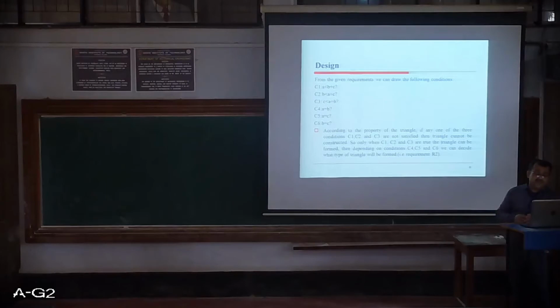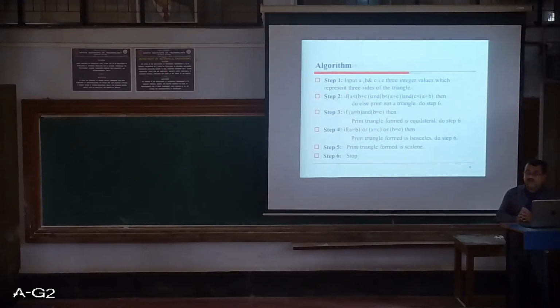The first three conditions, C1, C2, C3, are basically for requirement number 1 that we discussed in the previous slide. And the next three are to determine requirement number 2, given the first three conditions are true. So here is the algorithm for that.